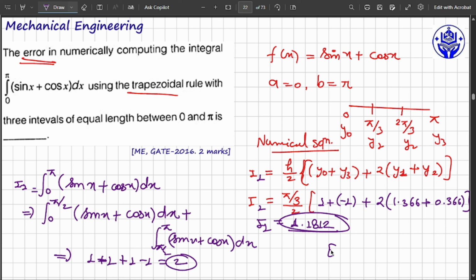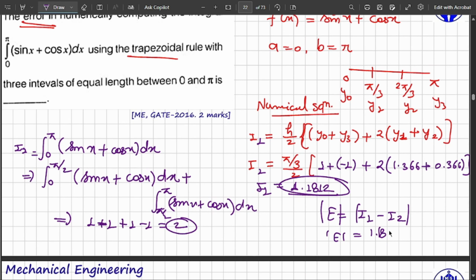So the error will be I1 minus I2, or we can say the modulus of the error is nothing but 1.1812 minus 2, the modulus of which is 0.1817. Okay, so the answer is 0.187, not 0.17, 0.187. So this is the correct answer, or the error in this case.